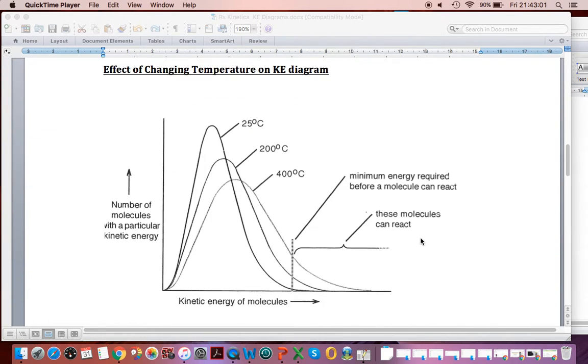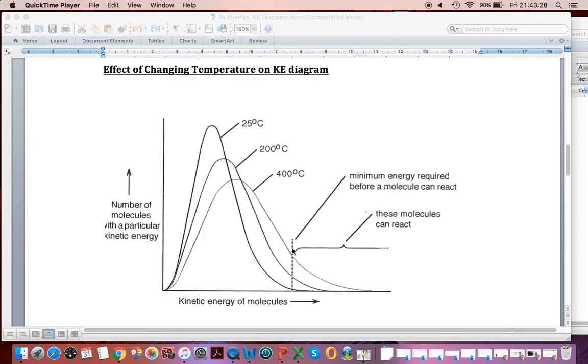So here we look at the effect of change in temperature. Now, you see 25 degrees. This is the curve like so. And then we go to 200 and then 400. And what happens is the peak drops down and shifts to the right. And that means that on average, the particles have more energy than before when they were at 25 degrees.